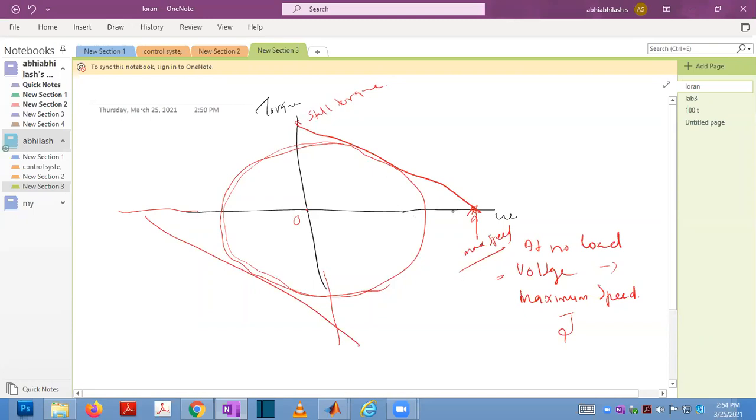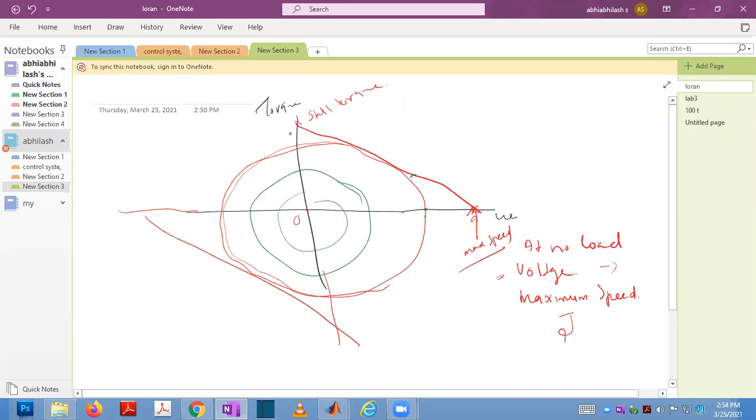So you are having this much speed, and the torque produced will be at most this much. So your torque and speed you can compare from here. So your load locus will be inside this one. Otherwise, the motor is not usable.